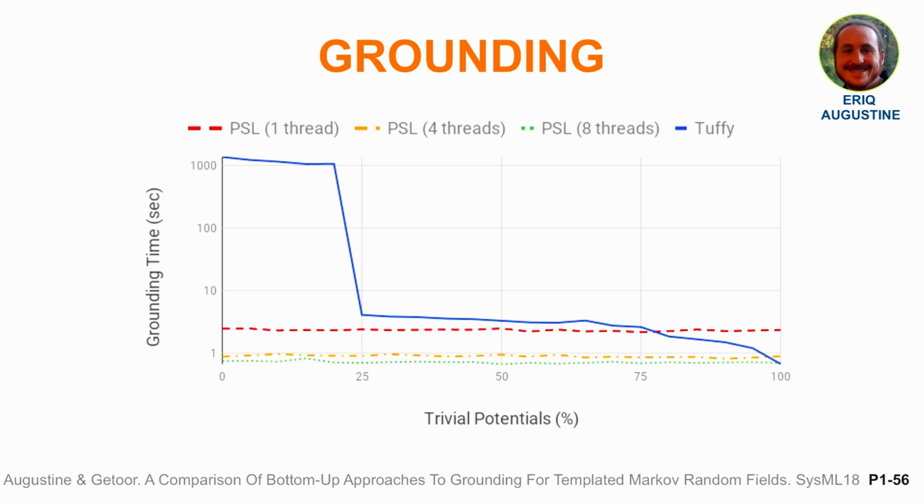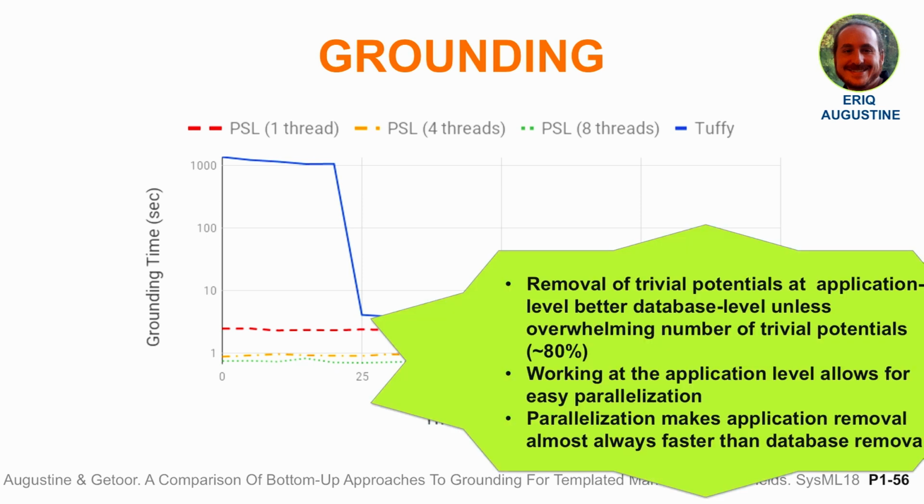But now, from a systems perspective, what are the key things? One of the things that happens is there are different ways of dealing with the grounding of these networks. So you have data and rules, and we're able to compare. If you go to our poster, you'll get more details about this. There are approaches where you do it either in the database or in the application layer for removing these trivial potentials that are already satisfied. And it turns out that removing them at the application level actually has significant advantages, because it makes it very easy to parallelize.